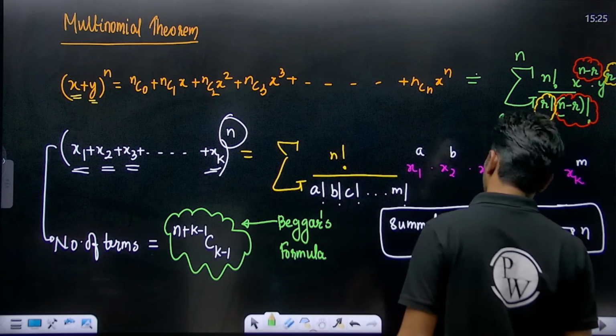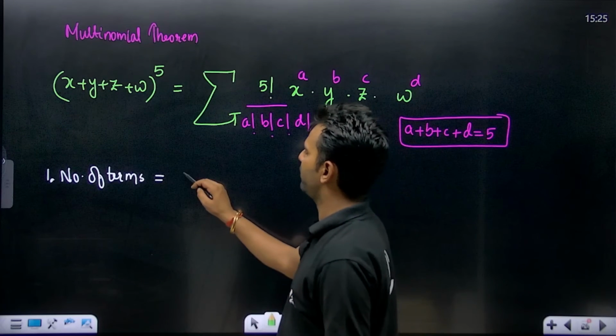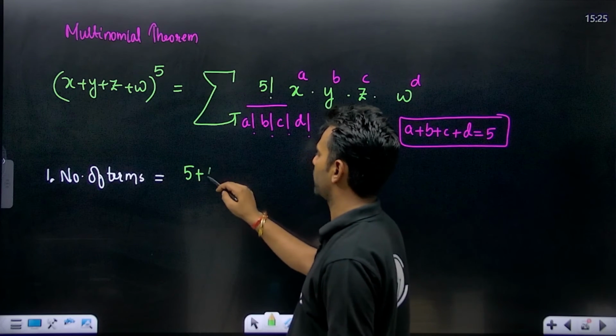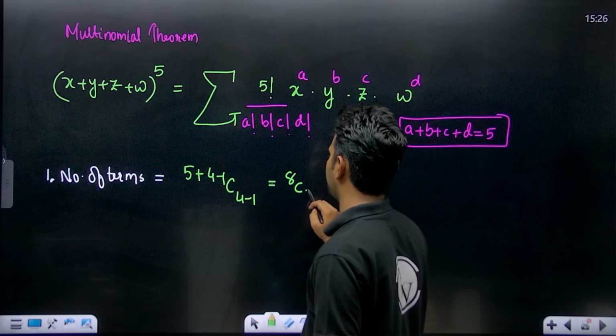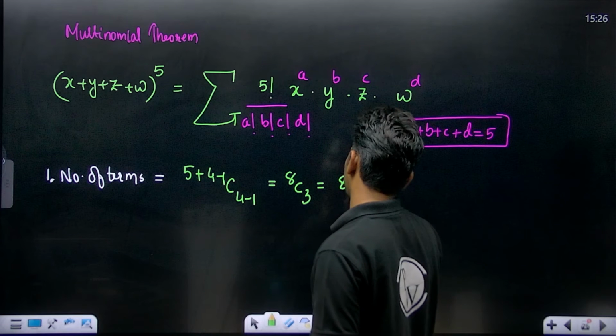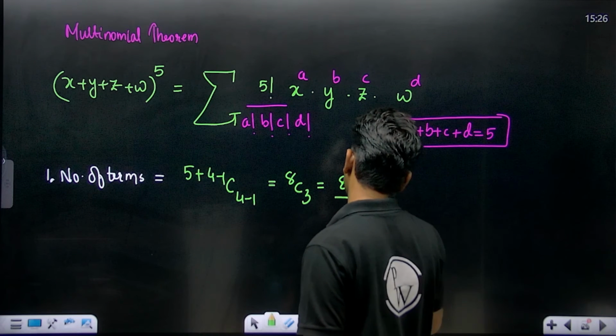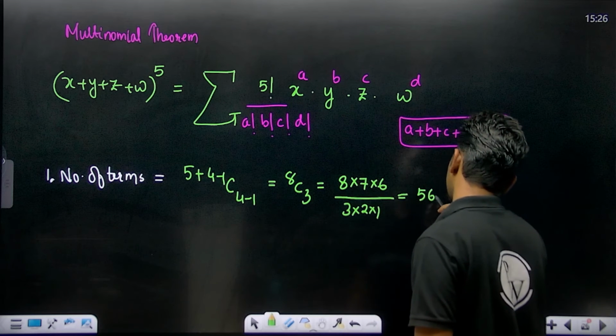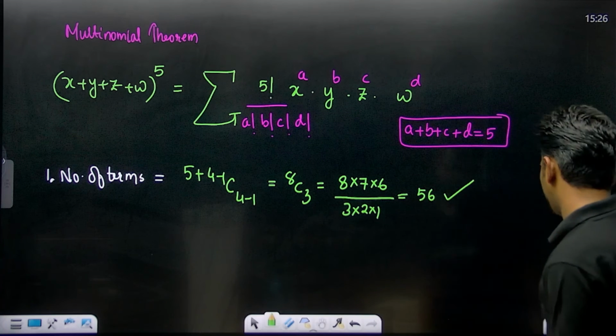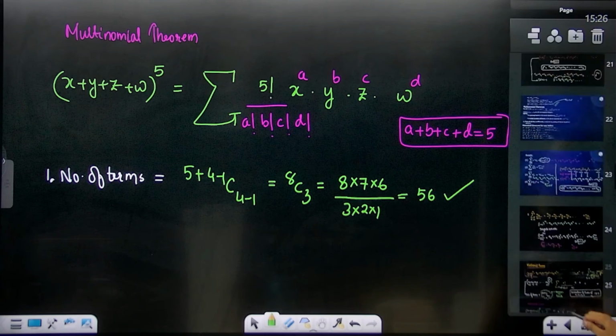So over here, if you apply this formula, then the value of n is 5, the value of k is 4. So n plus k minus 1 c k minus 1 is going to be how much? 8c3. So this many number of terms will come, and this will be equal to 56. This is number 1 thing, that is number of terms.